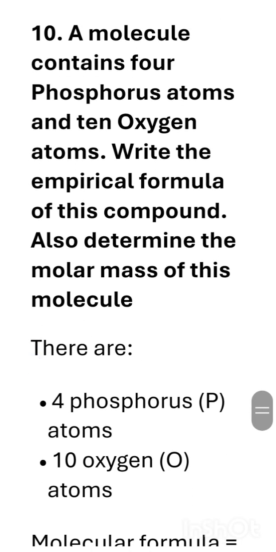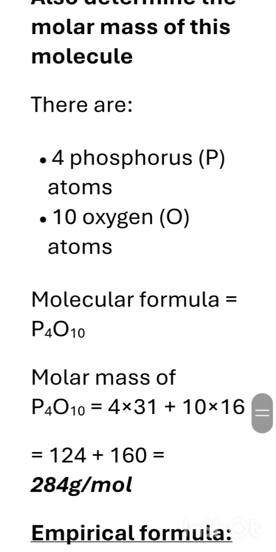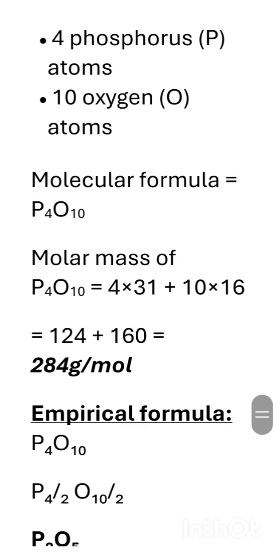Now question number 10. A molecule contains 4 phosphorus atoms and 10 oxygen atoms. You have to write its empirical formula along with the determination of its molecular mass. So we'll see that we have total 4 phosphorus atoms and 10 oxygen atoms, so the formula will become P4O10.